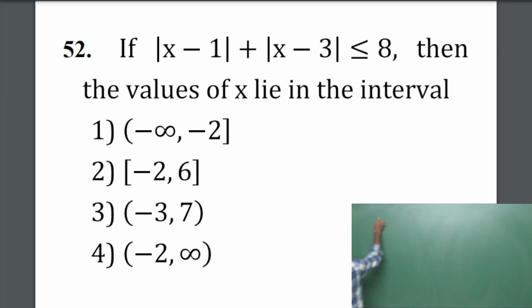Next, problem number 2. Here, if |x - 1| + |x - 3| is less than or equal to 8, then the values of x lie in the interval. Here the options are (-infinity, -2], [-2, 6], (-3, 7) and (-2, infinity). Given.